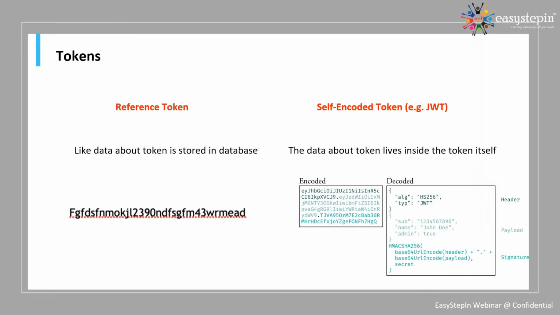Okay. Then we have tokens known as reference token and self-encoded token. Coming to the reference token, here the token itself is a random string and it points to a record somewhere else. The simplest example is storing the token in a database table. And self-encoded token. Here the data about the token lives inside the token, either signed or encrypted or both. So if you're building an app, you're not bothered if it is a reference token or a self-encoded token. But if you're building an API, you're going to receive the token and somehow you need to extract the data. So then you'll be bothered about which token is being used.